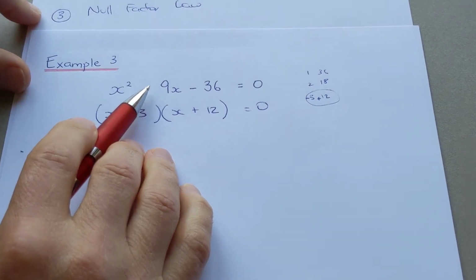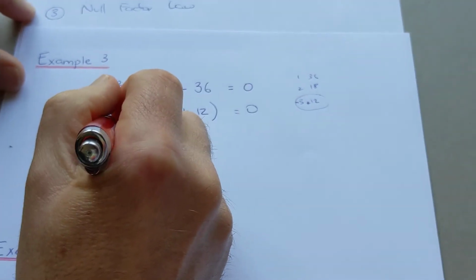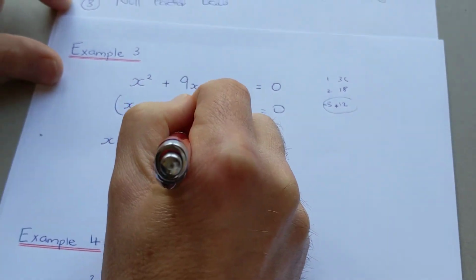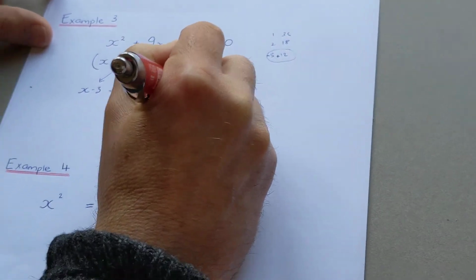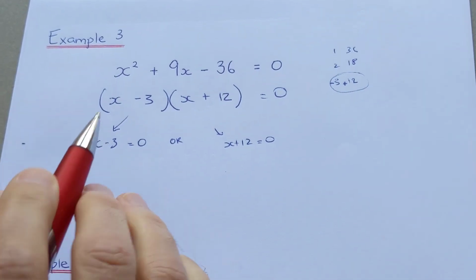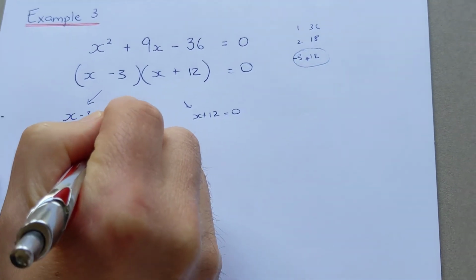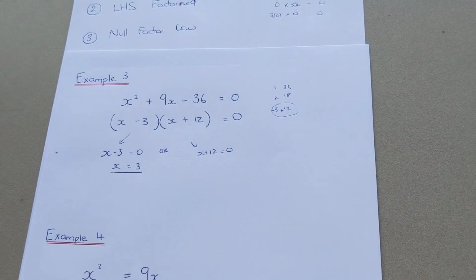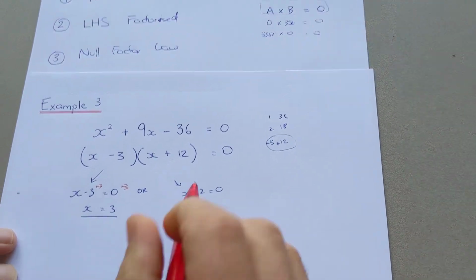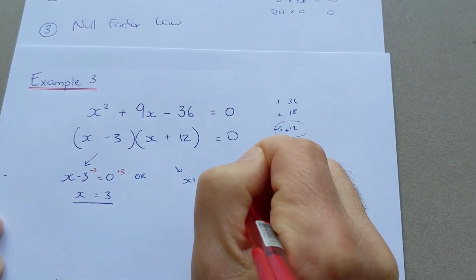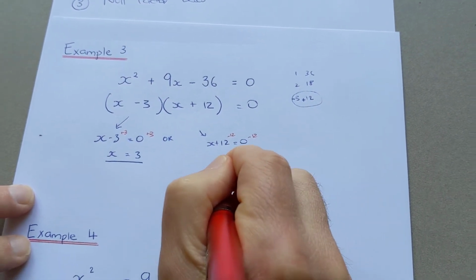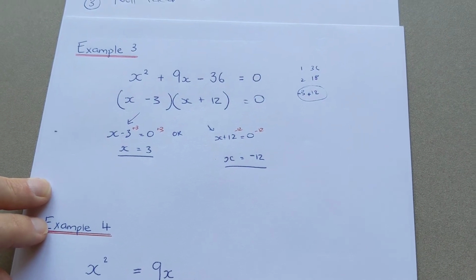Now we do the null factor law. So the null factor law takes these 2 factors separately, x take away 3, and makes it equal to 0. Or the other factor, x plus 12 equals 0. And we solve each one of those. So I'm going to add 3 to both sides here. X equals 3 is one of the answers. And this one here, I have to get rid of the positive 12, so I go minus 12, and I end up with the second answer of x equals negative 12. So there are my 2 answers for that equation.